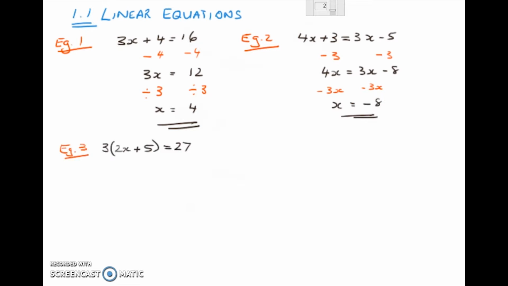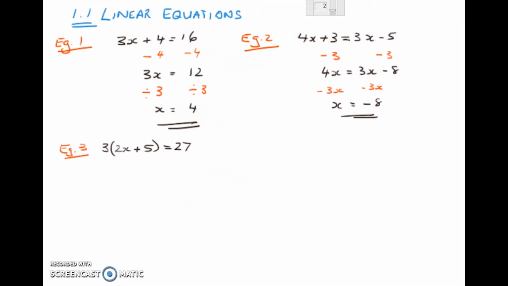With this next example, we've got 3 outside of 2x plus 5 on the left-hand side of the equation, and that's equal to 27. Now what I'm going to do is show you two ways to do this. On the one hand, we're going to look at expanding the left-hand side as a first option. The second option will be, rather than expanding, to see that the 3 is being multiplied by that whole expression 2x plus 5, which means that we could, as an alternative, divide both sides by 3 first. We're going to look at both and see that they get the same answer.